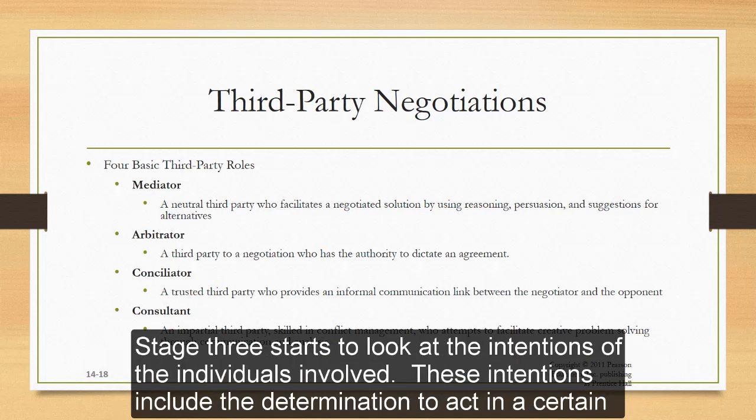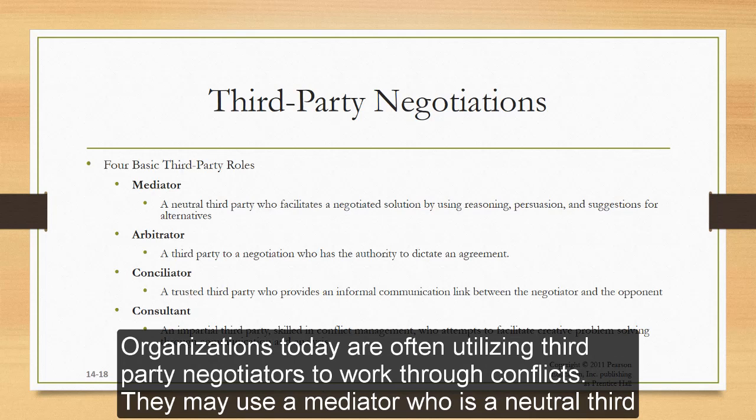A conciliator may also be brought in, who's a trusted third party, someone both parties trust, to provide informal communication that might bring together two parties that are having relationship conflicts. A consultant can be used, such as a skilled conflict manager, in an attempt to create creative problem-solving situations through structured problem-solving exercises.